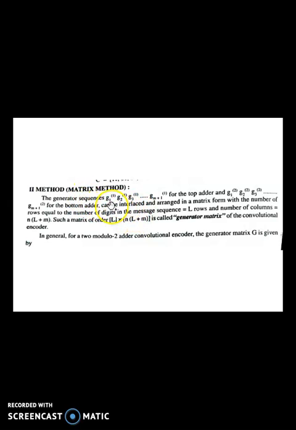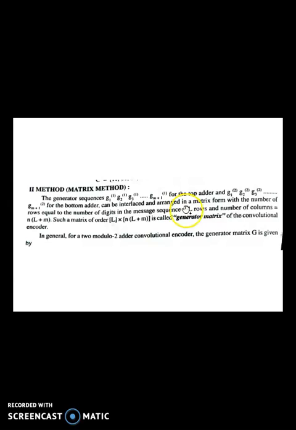Now the generator sequence is nothing but the impulse response. So impulse responses lead to the concept of generator sequences, which are represented as G1, G2, G3 up to Gm plus 1 for the first adder, which I call the top adder. For the second adder, I'll designate it as 2, but the sequences remain the same, G1, G2, G3 up to Gm plus 1. Please remember Gm plus 1: m is the memory plus 1. If m is equal to 3, I will have G1, G2, G3, G4, or you can call them G0, G1, G2, G3.